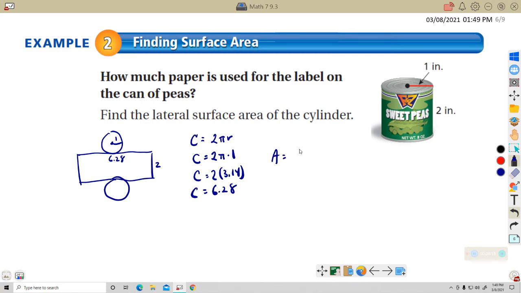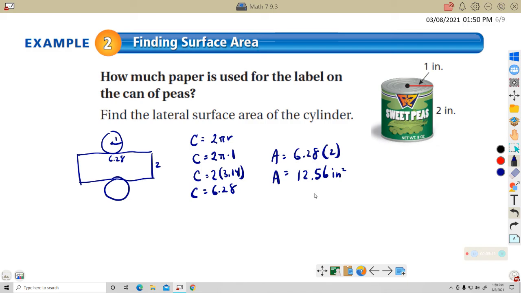To find this lateral surface area, it's just 6.28 times 2. That is going to come out to be, oops, that's not it, 6.28 times 2, 12.56. And again, this will be in inches squared.